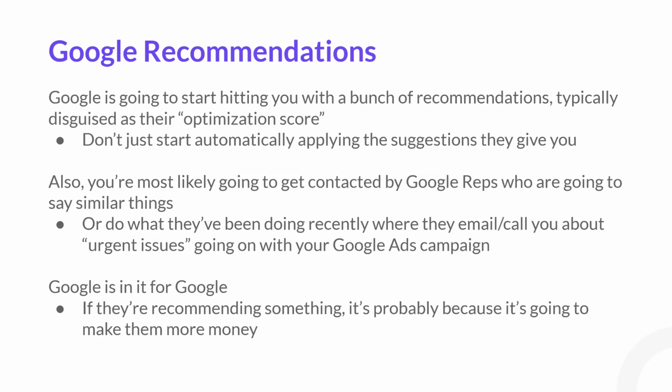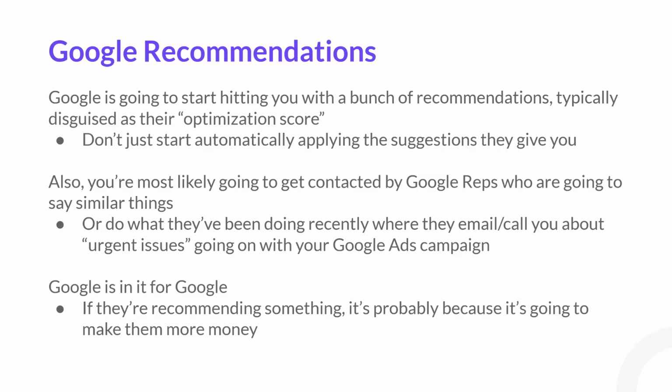Another thing to keep in mind is you are most likely going to get hit with Google recommendations all the time. This is going to come in the form of the optimization score, of notifications on Google. You're probably going to get emails from Google reps, all this kind of stuff. Just don't implement any of it. Some of it is useful, like if you have a conflicting negative keyword or something like that. But what's going to happen is Google is going to start hitting you with a bunch of recommendations. It's usually disguised as their optimization score.